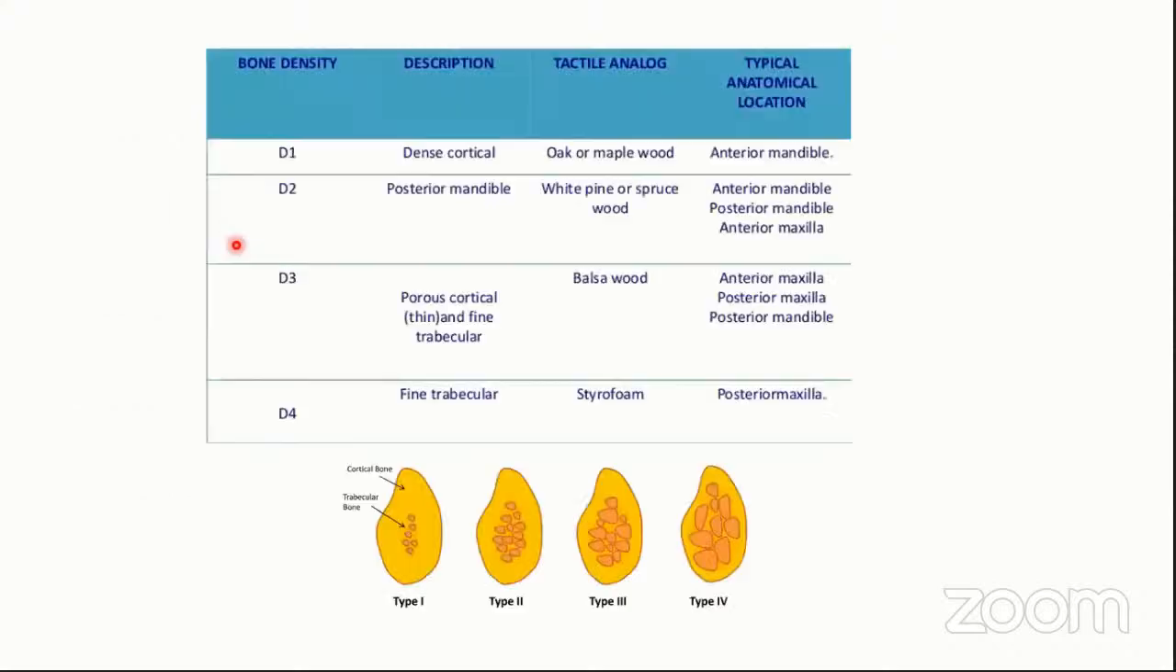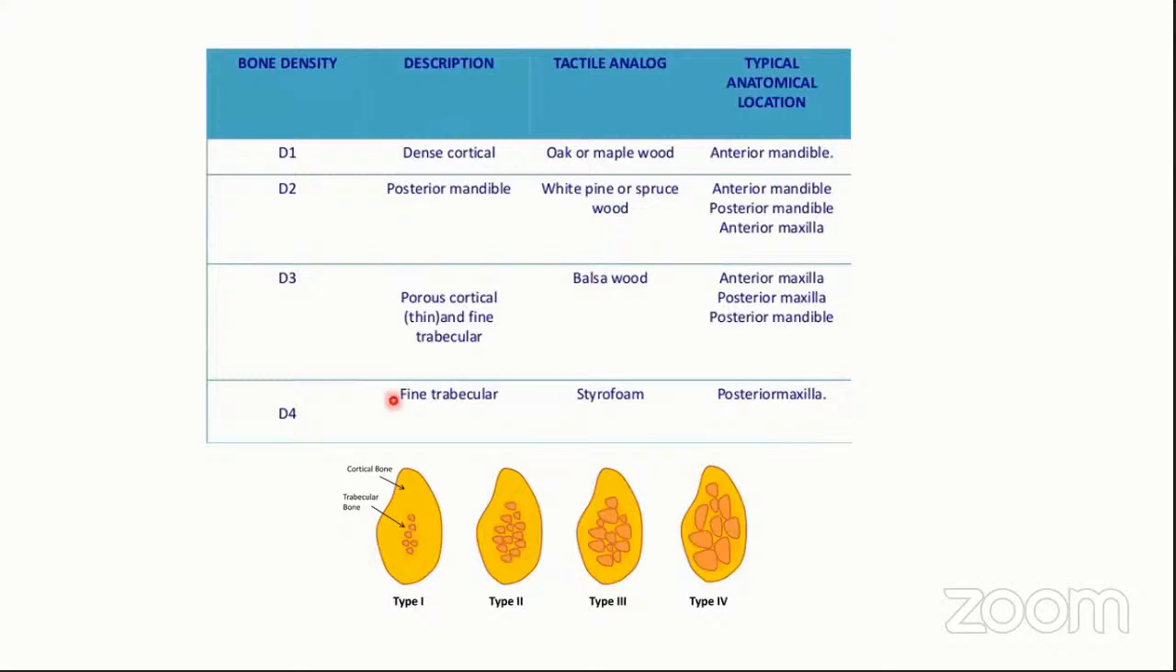Perfect, very good. So I see D1, D2 as one of the answers, and that is your perfect bone for any kind of implant procedures, right? You need a bone which is D1, D2. So what do we technically mean? The answer is A, D1, D2, but what do we technically mean when we say D1 and D2?